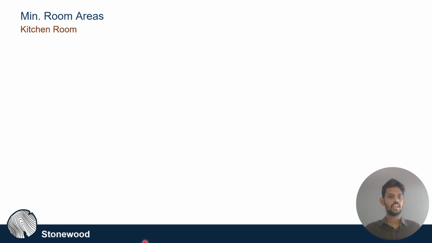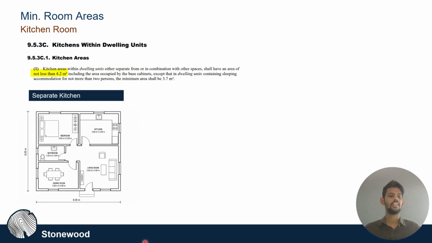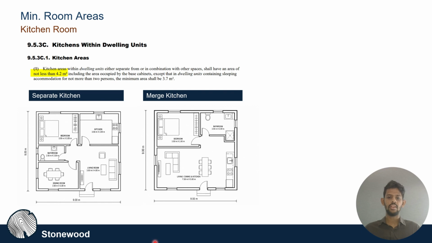now let's learn about the kitchen room. So 9.5.3c.1 is going to cover the kitchen area. So it says kitchen areas within dwelling units, either separate from or in combination with other spaces, shall have an area of not less than 4.2 square meter. Okay, so let's say it's separate, here we can see a separate kitchen, so it needs 4.2, and even if it's merged with the living and dining, in this case we need 4.2 square meter.